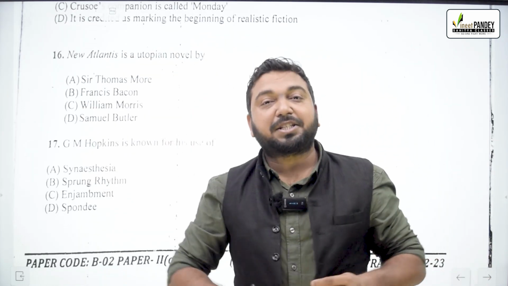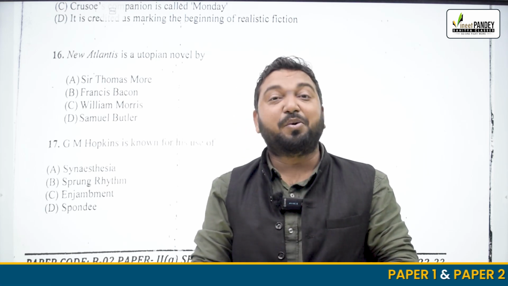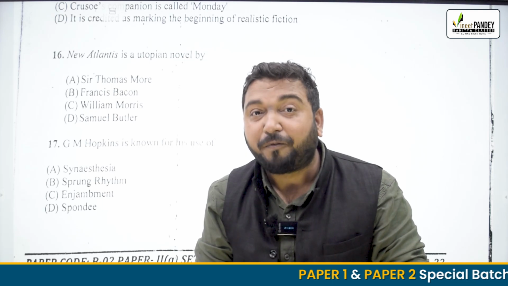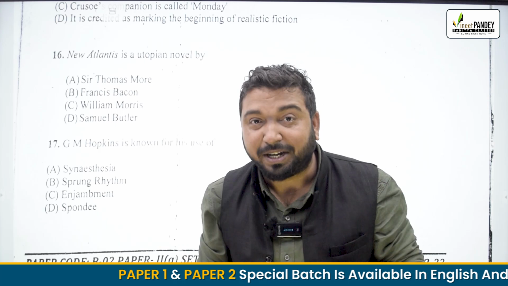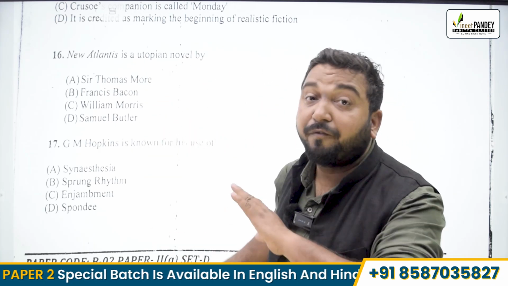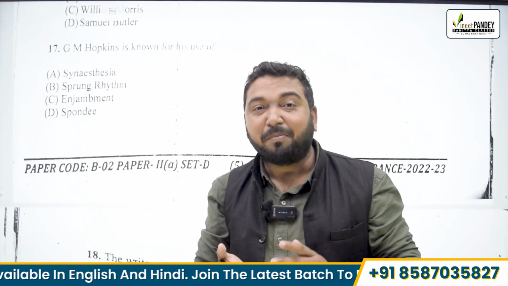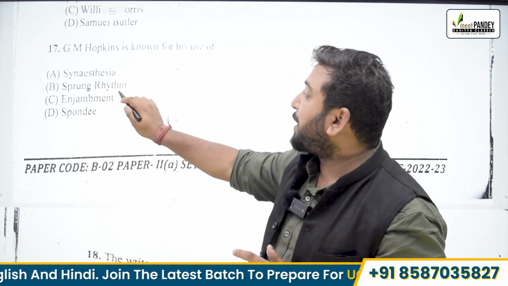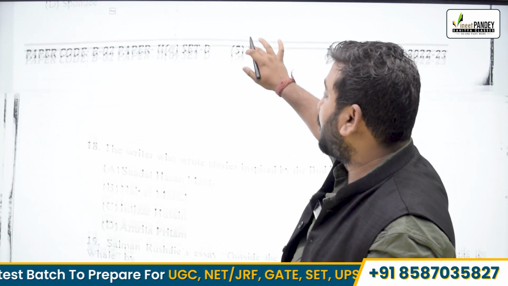New Atlantis. Remember my lecture of Francis Bacon, 1627. New Atlantis, where the island of King Solomon has been compared to the Garden of Eden, that I have taught in detail. New Atlantis is a utopian novel by Francis Bacon. This is a free question. Remember the lecture Sprung Rhythm and Stress and Skip. Sprung Rhythm is connected to G. M. Hopkins. Again a free question for you all.